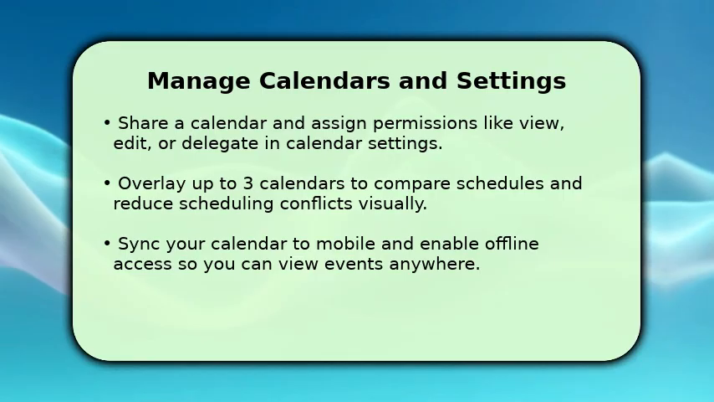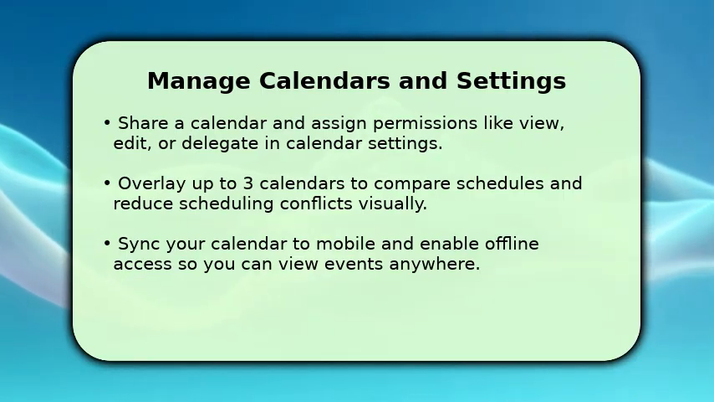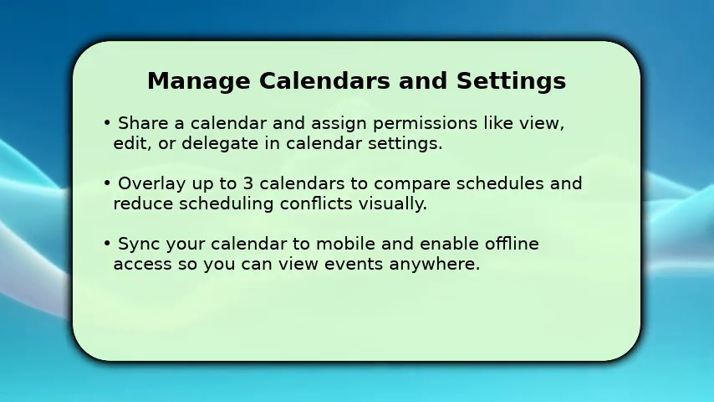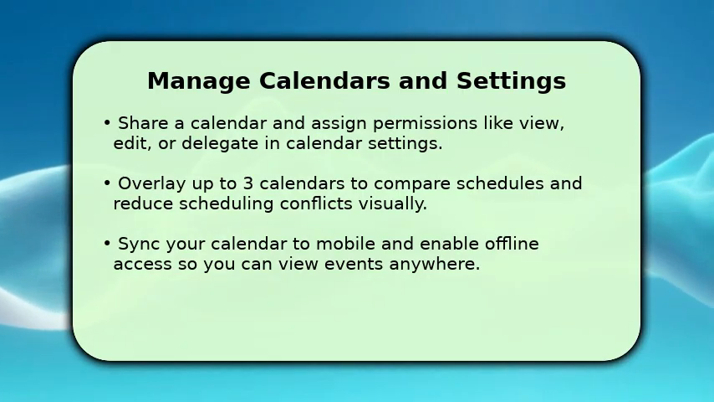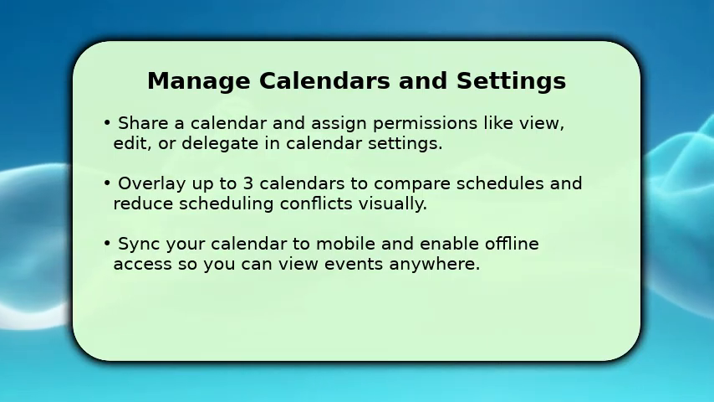Use color categories and custom labels to highlight priority events and deadlines for quick scanning. Sync your calendar to mobile by installing Outlook Mobile and sign in with your Microsoft 365 account to keep events in sync.